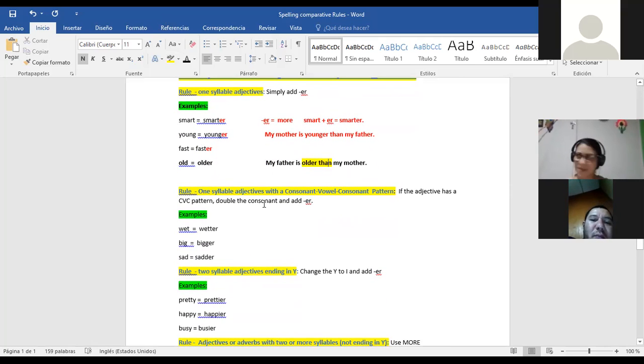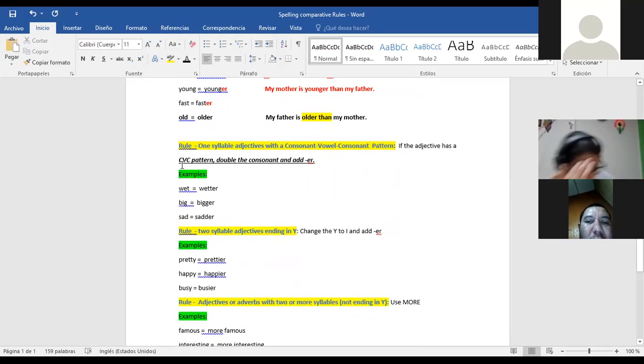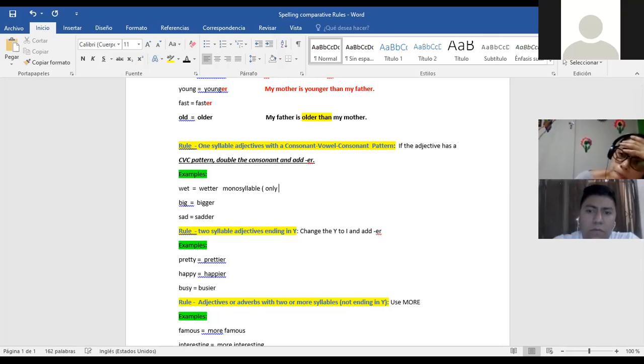So this is the majority of the rules. Then you have the other one. Remember what I told you yesterday about the form, that you have consonant, vowel, consonant, okay? Wet, consonant, vowel, consonant, and then you have also the monosyllable, right? So this is a monosyllable, it has only one sound. For example, wet, big, sad. W-E-T, consonant, vowel, consonant, big, consonant, vowel, consonant.